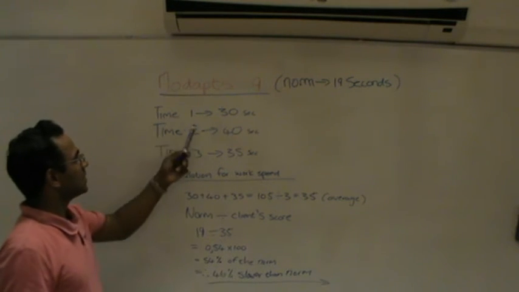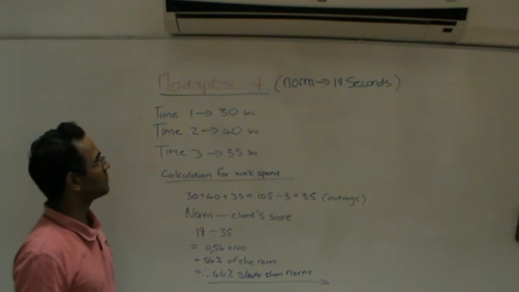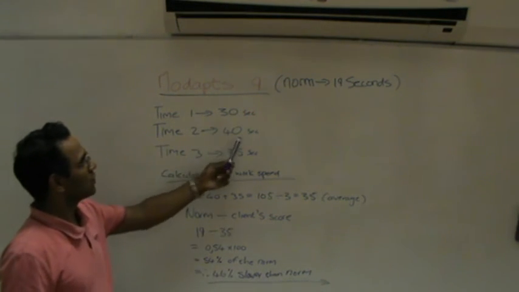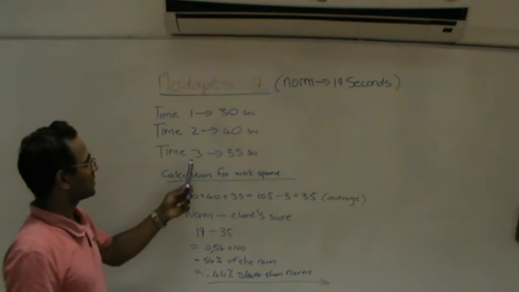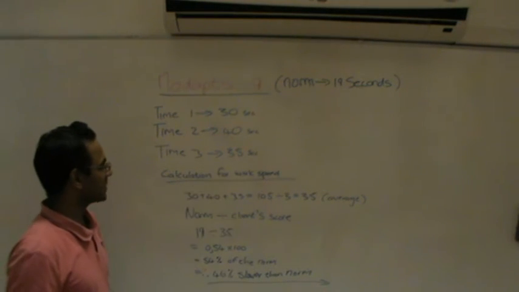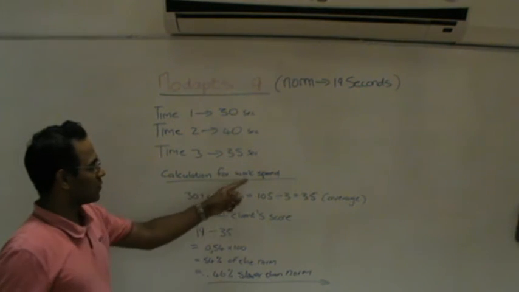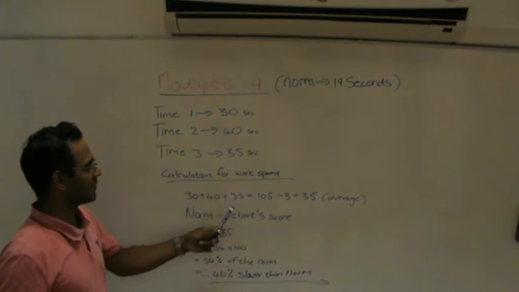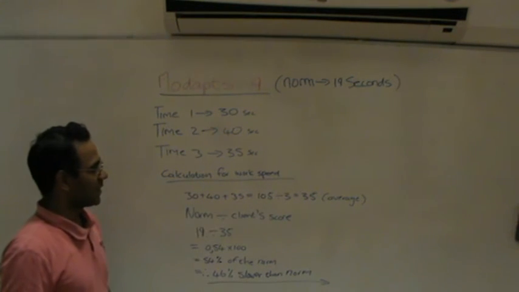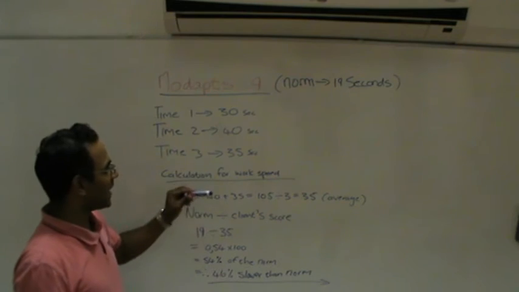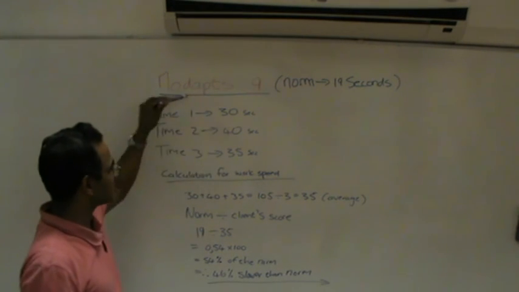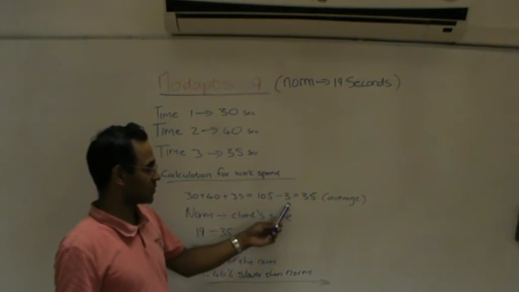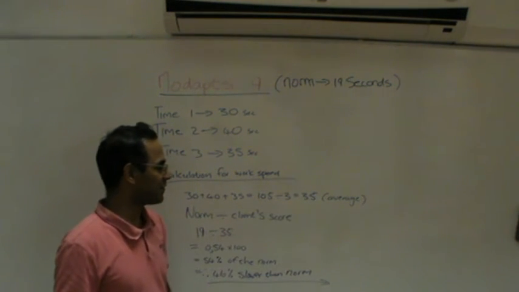So time 1, let's for example say the client performed the test in 30 seconds, time 2 or trial 2, 40 seconds, time 3 or trial 3, 35 seconds. So your calculation for work speed is as follows. It's 30 plus 40 plus 35 gives you 105. And remember, you want to find an average speed on all 3 trials, right? So it's 105 divided by 3, because it was 3 trials, and it gives you an average of 35.